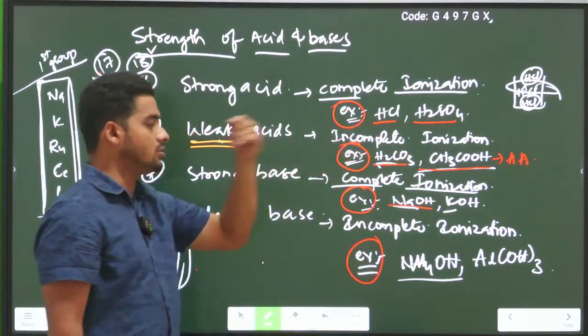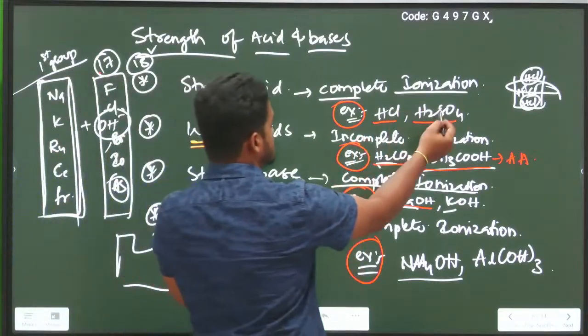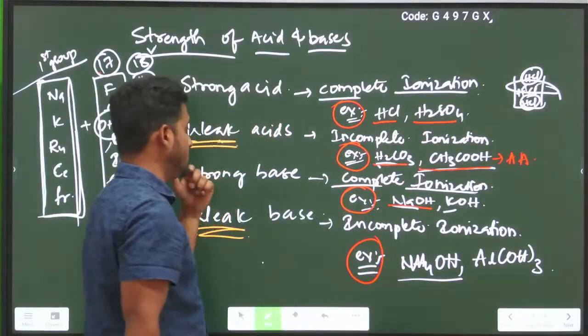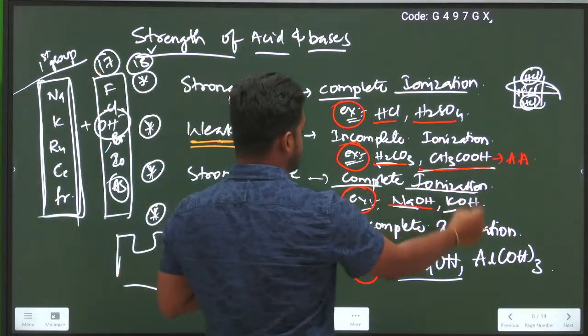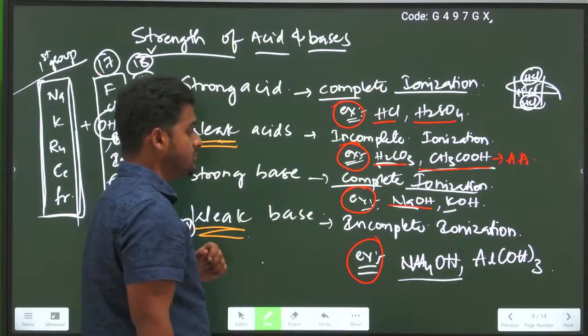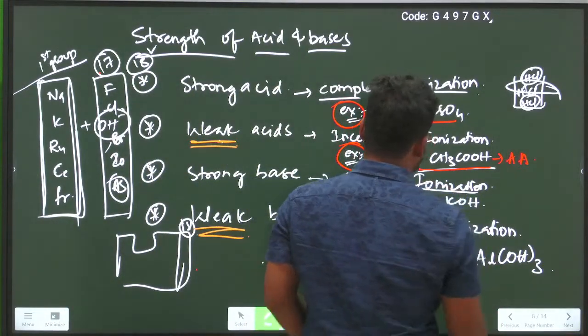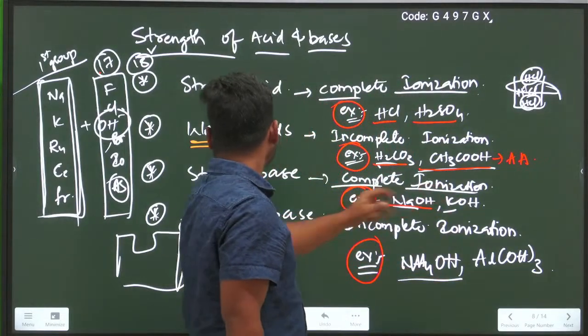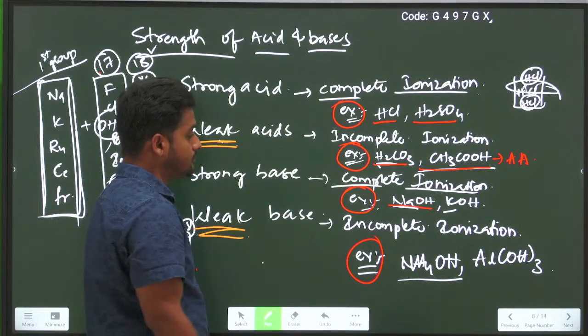So here you came across these examples. What are the examples? HCl, H2SO4. And next, coming to weak acids, H2CO3, CH3COOH. And then strong bases, weak bases and all.